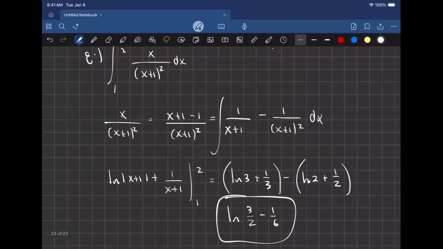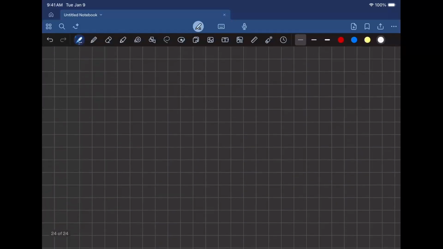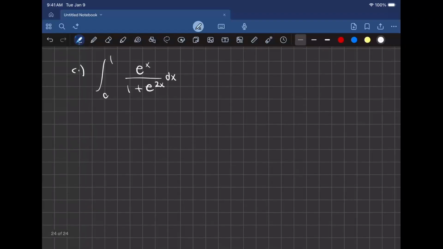Let's do now the last one on this part, which is letter R. So this is the integral from 0 to 1 of e to the x over 1 plus e to the 2x dx. So let's just let u be e to the x. du is e to the x dx. Now I can collect that e to the x in the numerator.